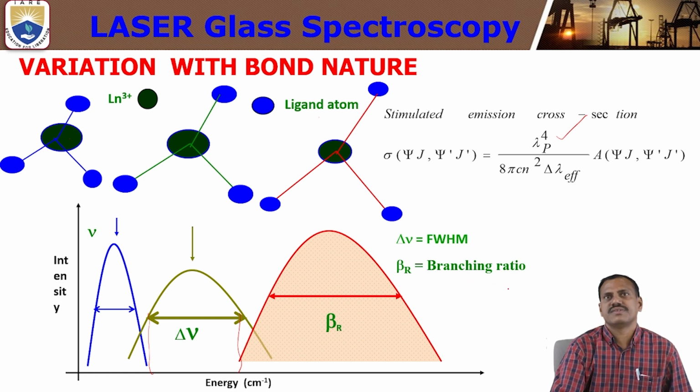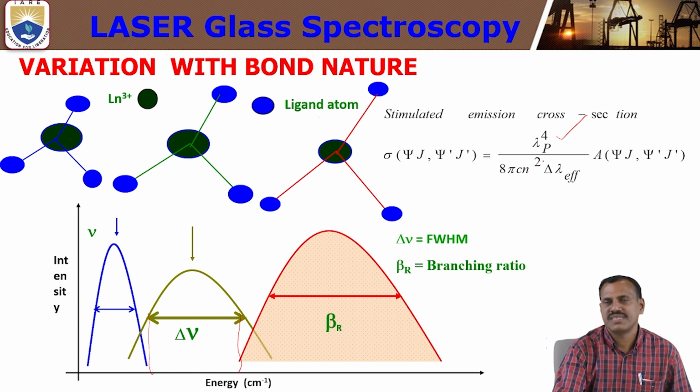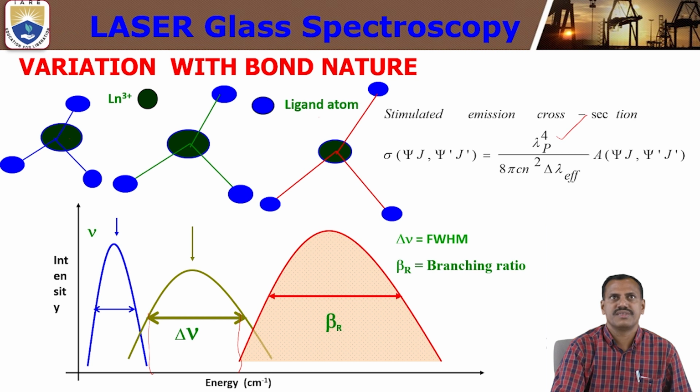By using this data, we can calculate the stimulated emission cross section. Lambda p is the wavelength of each and every emission peak, to the 4th power over 8 pi c, where c is the speed of light. n is the refractive index of the glass material. This effective wavelength is the transition probability. By using this relative transition probability, we can calculate the stimulated emission cross section. This is the variation with bond nature.